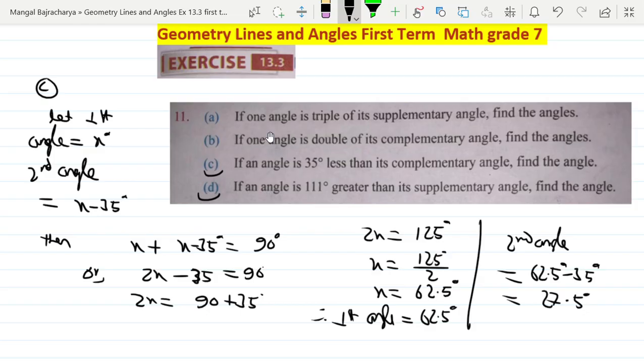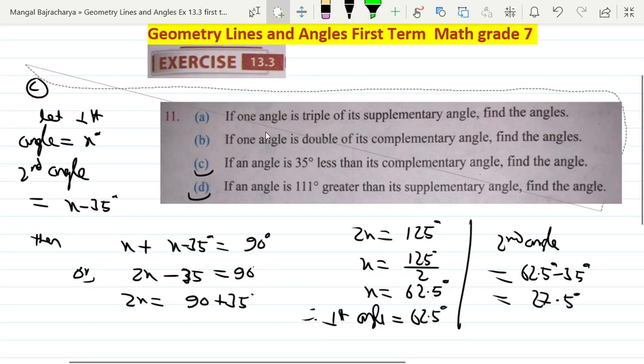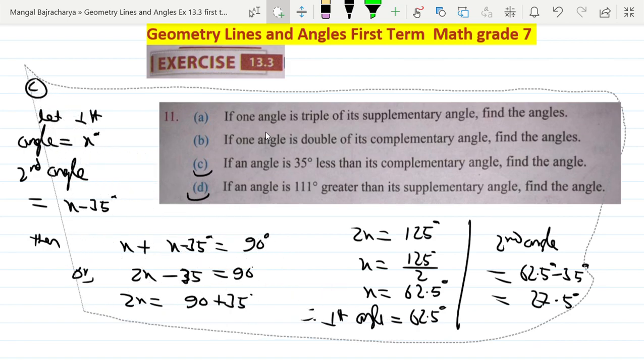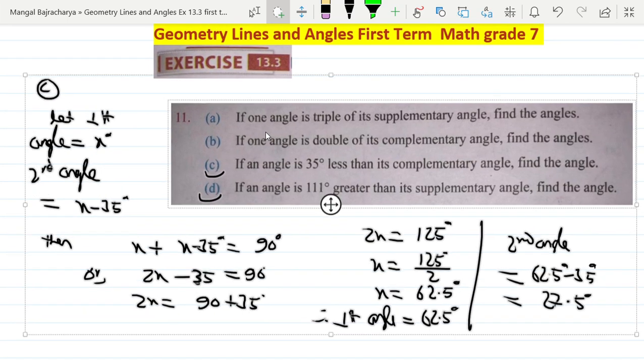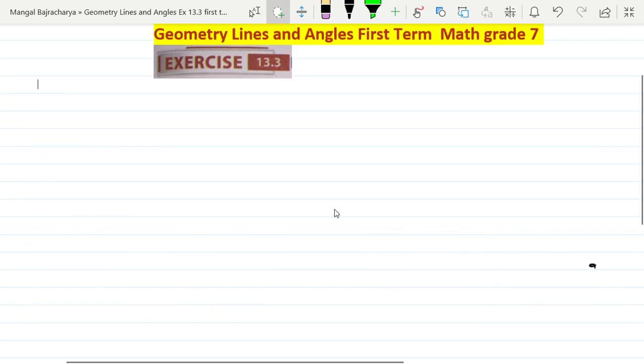Now the last number is remaining, number 12. So that also I'll show you how to do it. Okay, so for that I will erase this. Okay, now number 12.